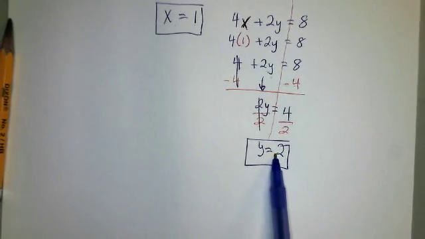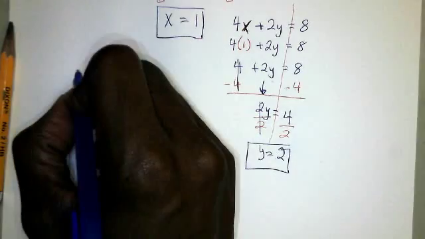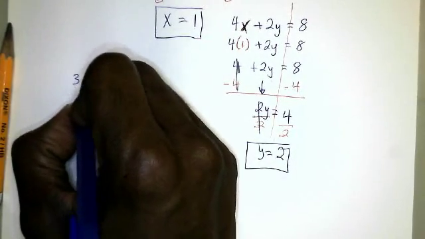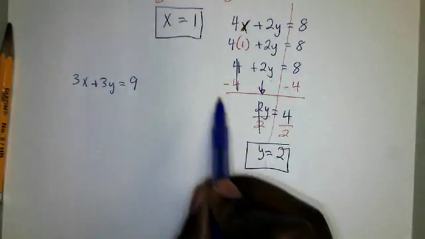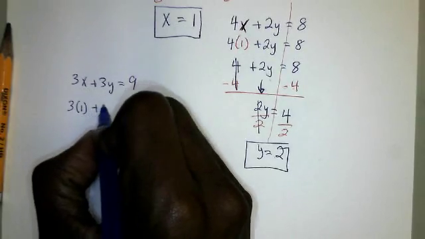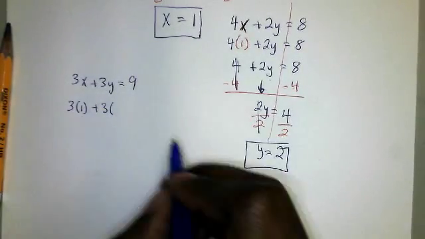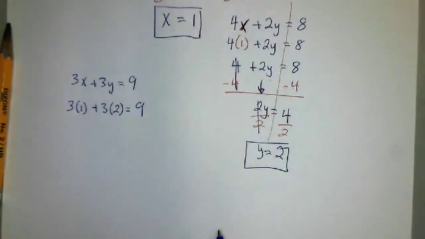Alright, now what we need to do after this is check our work. So let's plug it into any of the equations. Let's use the second equation to check our work. So 3x plus 3y is equal to 9. Now I'm going to plug in x equals 1 and y equals 2, and let's see if it gives us 9.